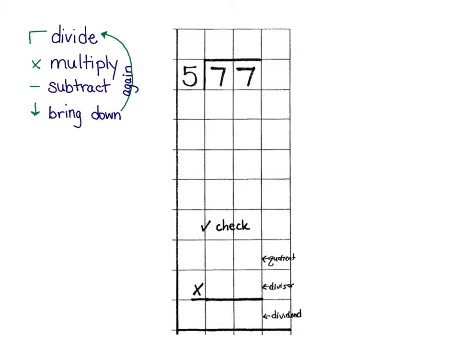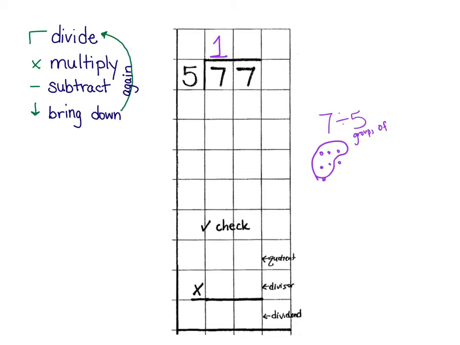So, the first thing we're going to do is divide. 7 divided by 5. How many groups of 5 are found in 7? 7 divided by 5 is the same as saying 1, 2, 3, 4, 5, 6, 7. We're going to divide it into groups of 5. Groups of. So here is one group of 5. So we have one group.